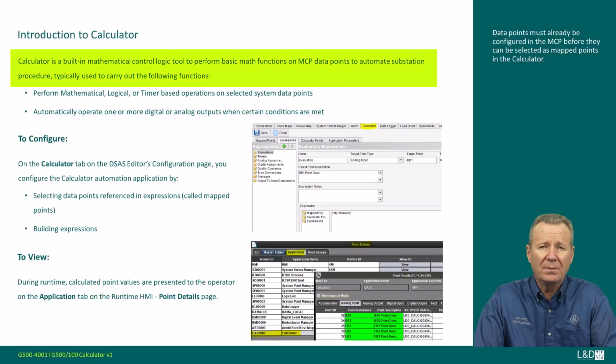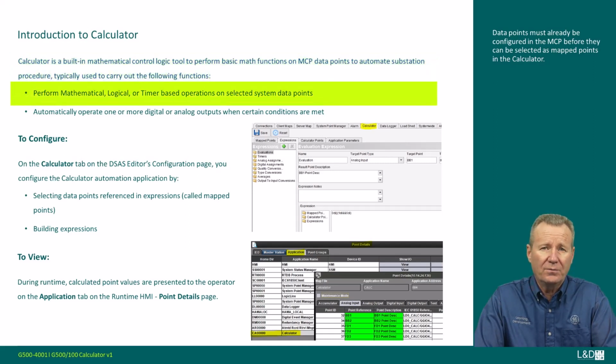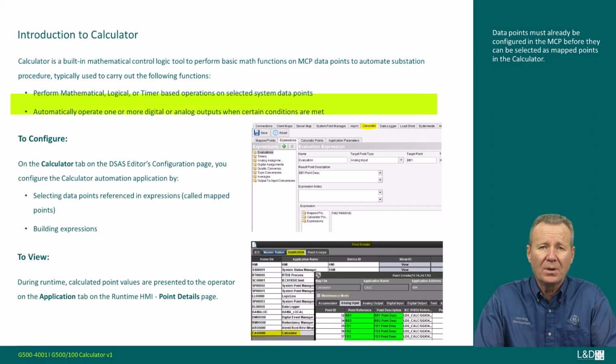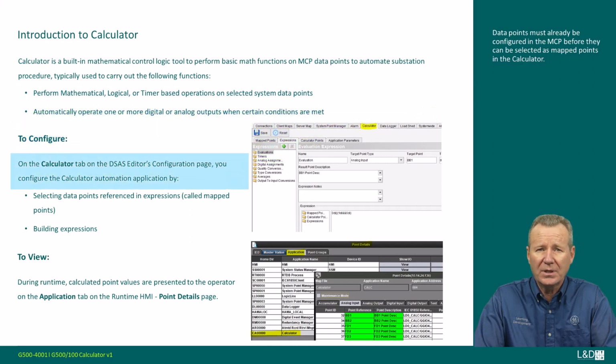Calculator is a built-in mathematical control logic tool to perform basic math functions on MCP G500 G100 data points to automate substation procedures. It is typically used to perform mathematical, logical, or timer-based operations on selected system data points, and to automatically operate one or more digital or analog outputs when certain conditions are met, on the Calculator tab on the DSAS Editor's configuration page.